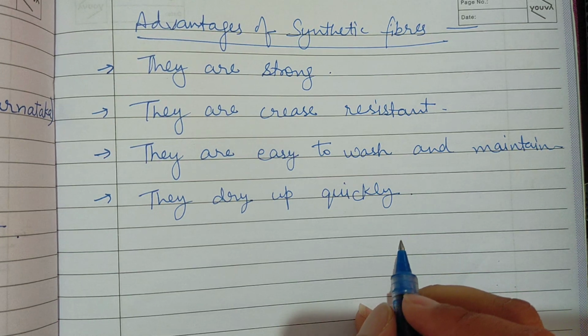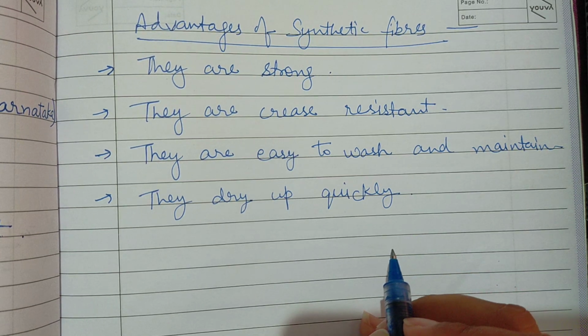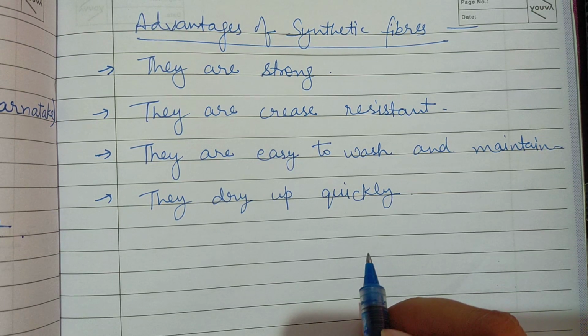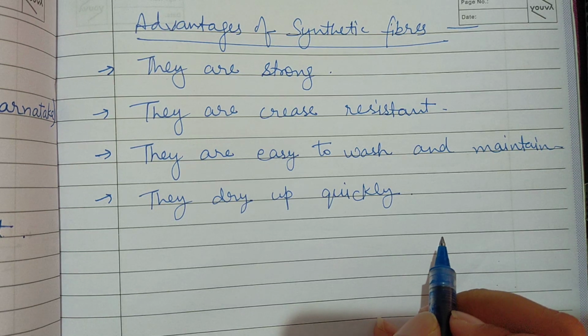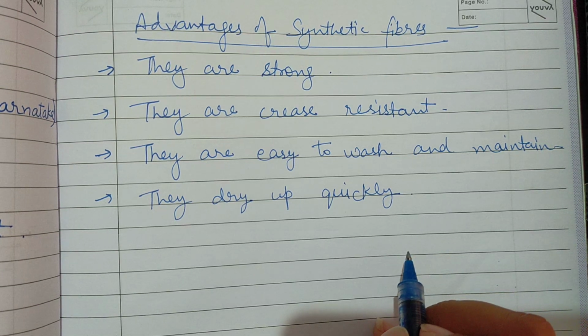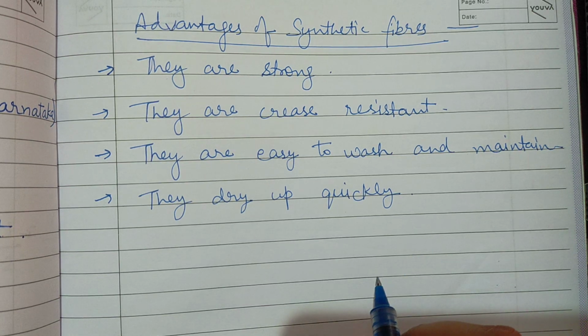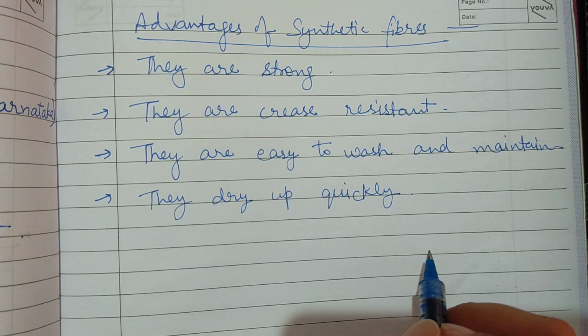You just need to remember one thing, that fabric is obtained from fiber. Fibers first converted into yarn and then yarn converted into fabric. And there are two types of fibers, natural and synthetic.